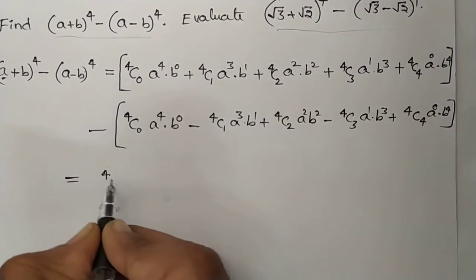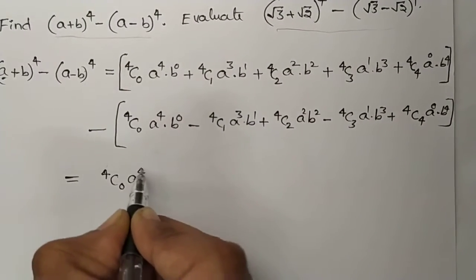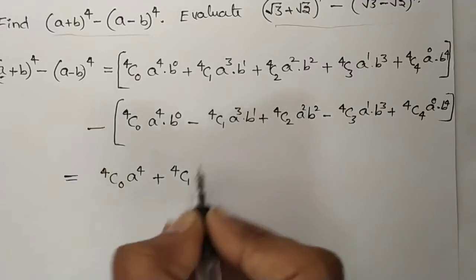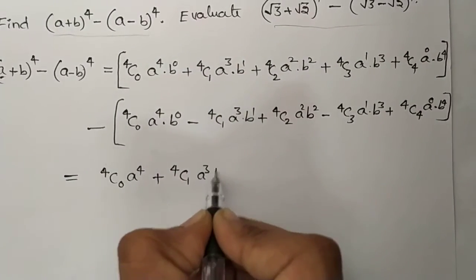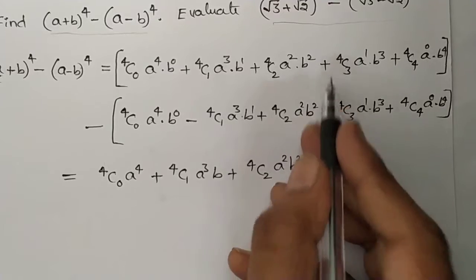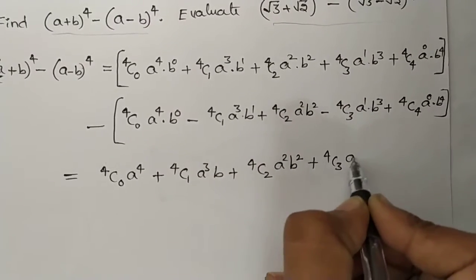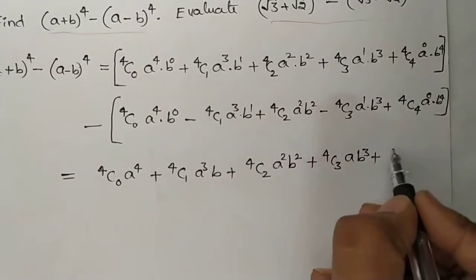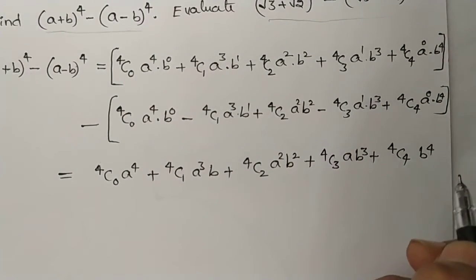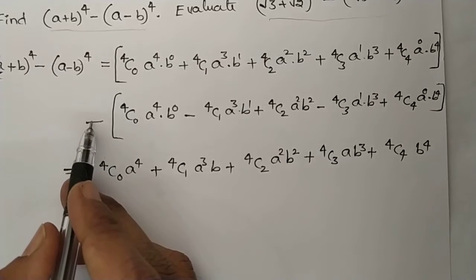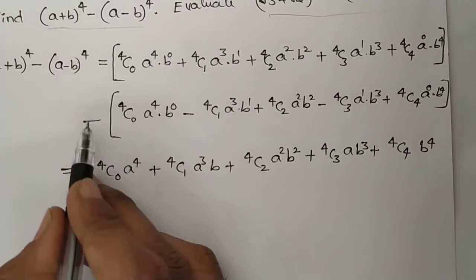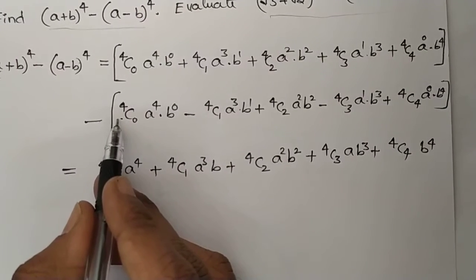4C0 a^4, that you just keep as it is. 4C0 a^4 b^0, that value is 1 only, plus 4C1 a^3 b^1, a^3 into b, plus 4C2 a^2 b^2, plus 4C3 a^1, a into b^3, plus 4C4 a^0 is 1 only, b^4. Okay, if we multiply this minus inside these brackets, then minus will become plus, plus will become minus, and minus nothing will be there, meaning there will be a plus only.